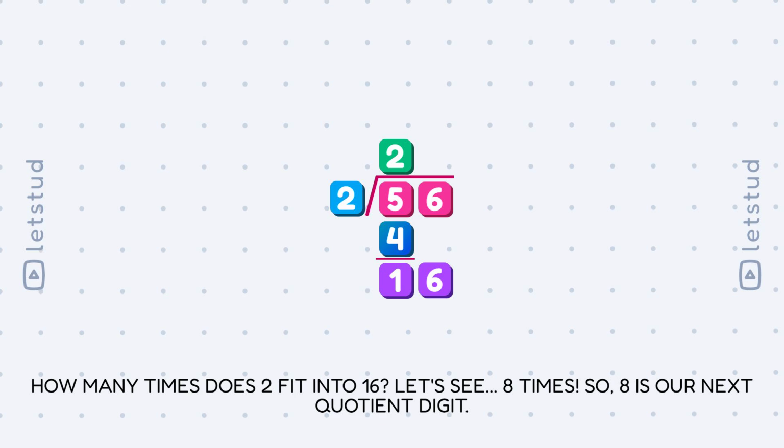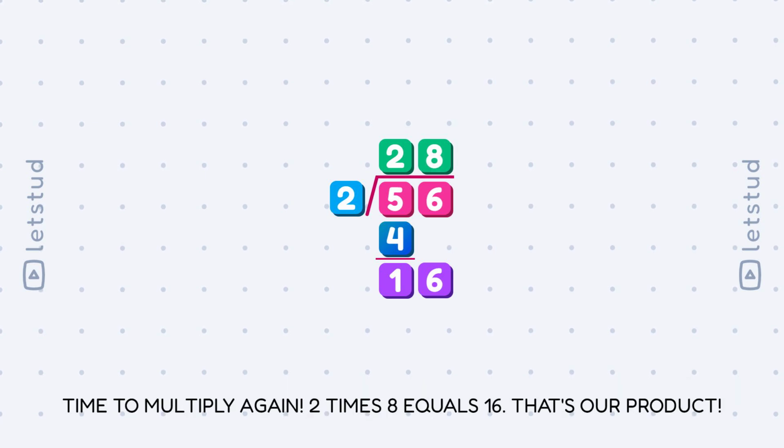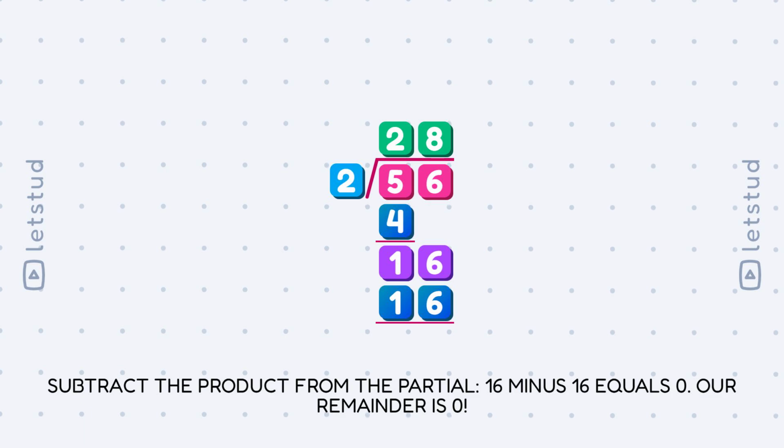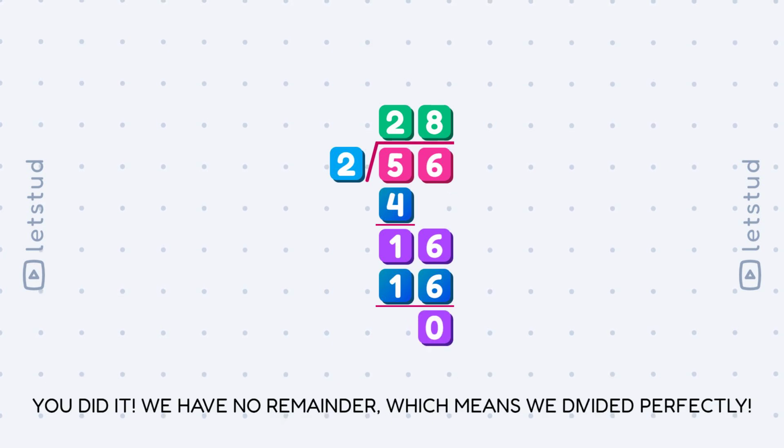How many times does 2 get into 16? It's 8 times. Let's check. 8 times 2 is 16. Subtracting 16 from 16 leaves us with 0. Woohoo, you nailed it.